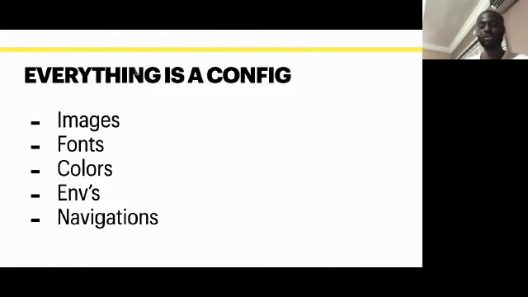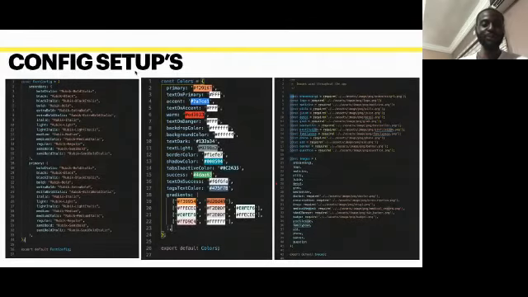So when navigating to multiple screens, you would notice that you would have different names for different screens. And if you are not careful, you might tend to use a name twice in most routes. So how does everything down from image, font, colors, ENVs, and navigation translate to everything being a config? I'll go over that in a while now.